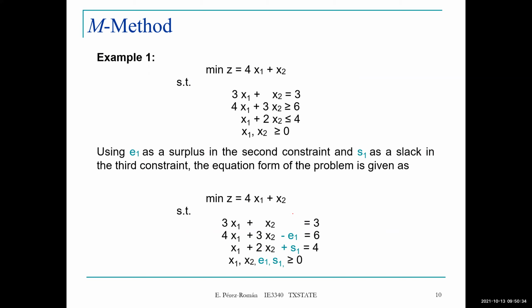So the first thing we're going to do is set up this problem into standard form, meaning that we're going to set this up with constraints that are all equalities. Using E1 as a surplus in the second constraint and S1 as a slack in the third constraint, the equation form of the problem is given here. You see, you don't have to do anything to 3x1 plus x2, it's already in the standard form. It's an equality. To make this one an equality, you need to subtract an excess variable. And to make this one an equality, you have to add a slack variable. So that's the standard form.